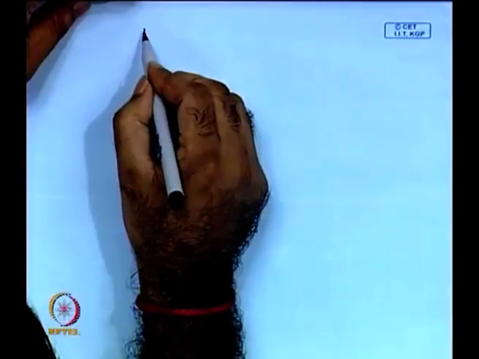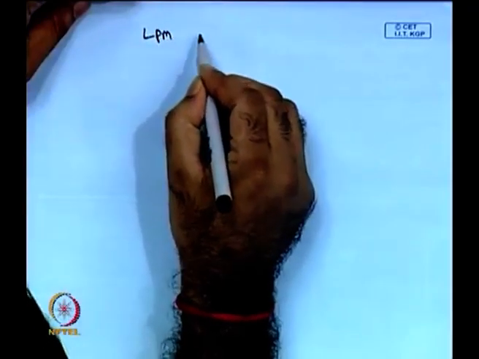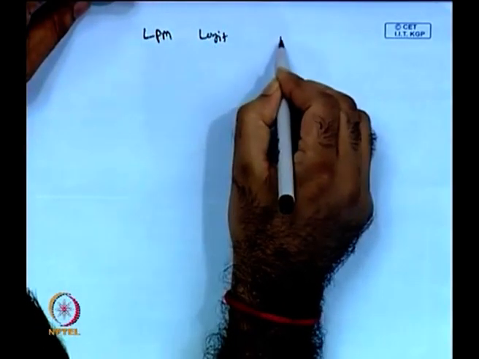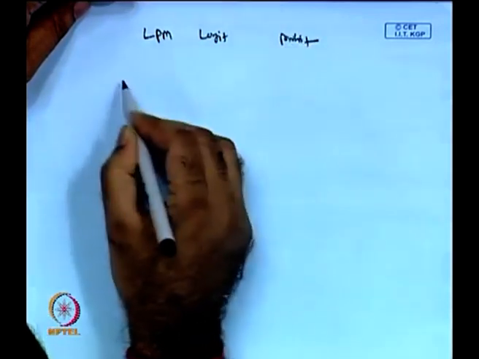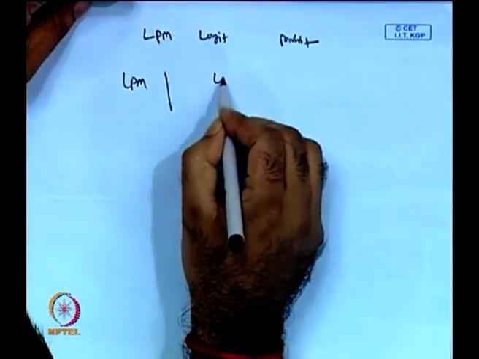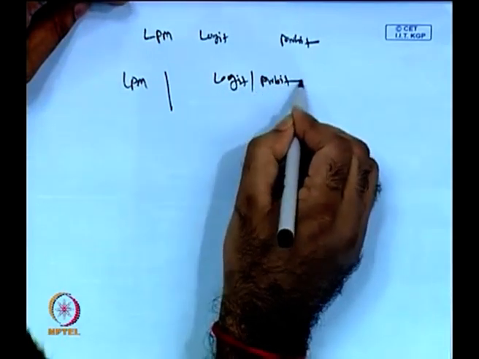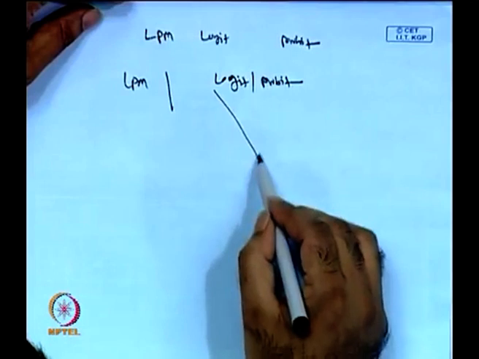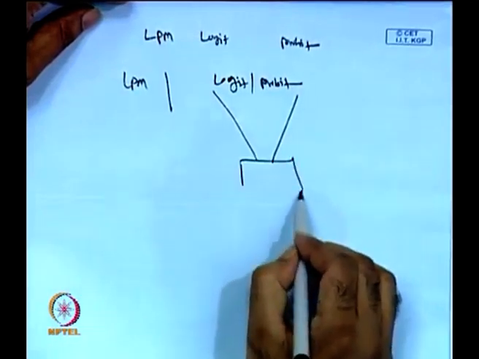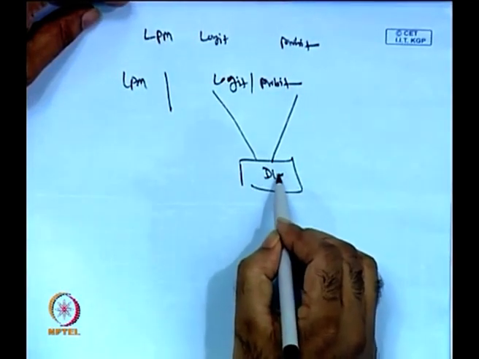Okay. So, out of the three models, linear probability model, Logit models and Probit models, the linear probability model is one shape and the Logit and Probit models are another shape. Now we will see the similarities and dissimilarities between these two.